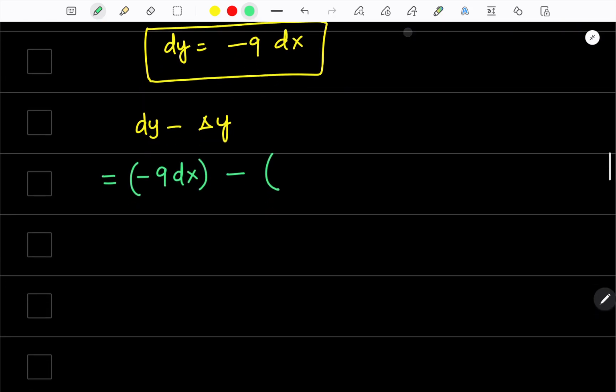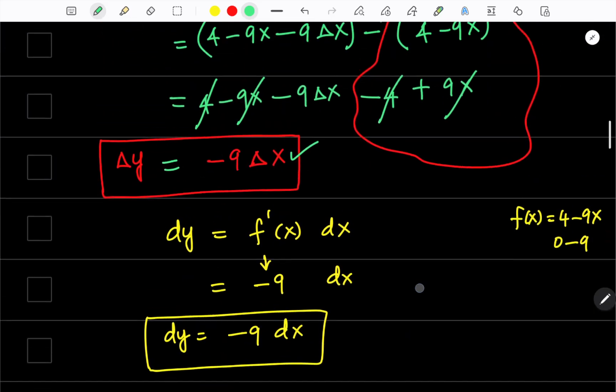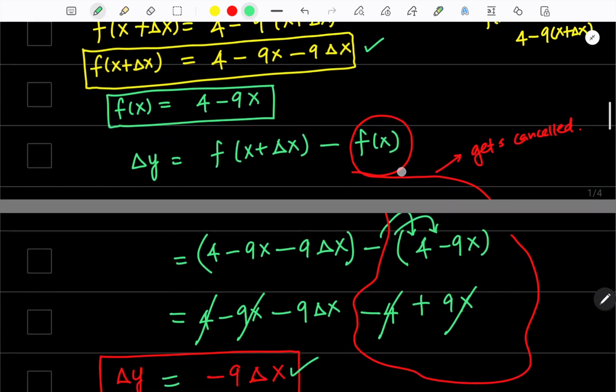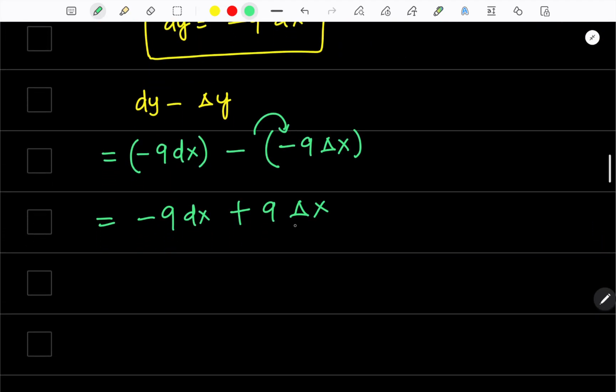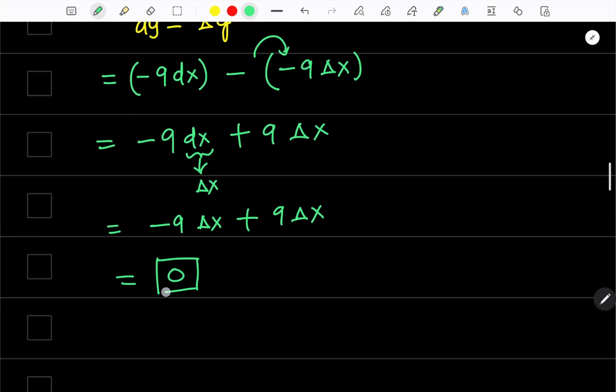Minus 9 times delta x. So this equals minus 9 times dx, minus of minus is plus, 9 delta x. I told you the third rule. You remember? The third rule, I said delta x is equal to dx, almost the same. So this rule I'm going to apply here. Whatever you put, this or this, it is no problem. So dx, I'm going to put it as delta x. So this is minus 9 times delta x plus 9 times delta x. So this is going to become 0. That is your answer.